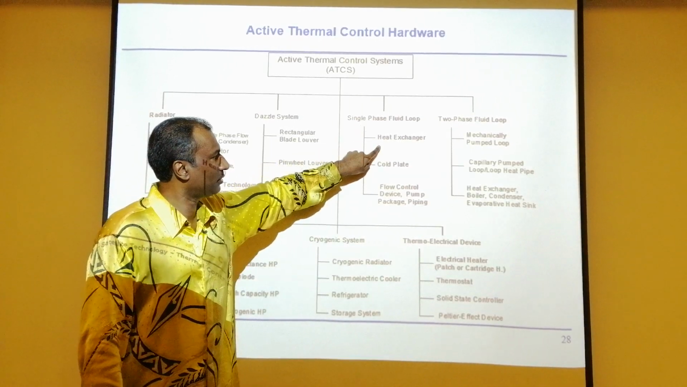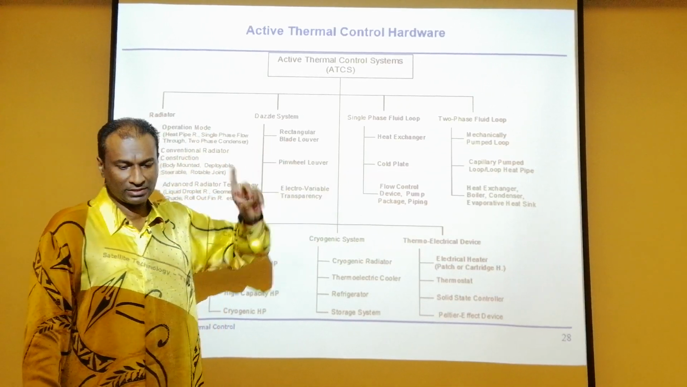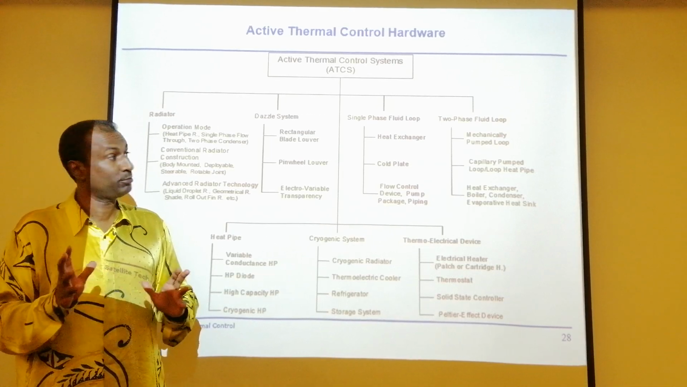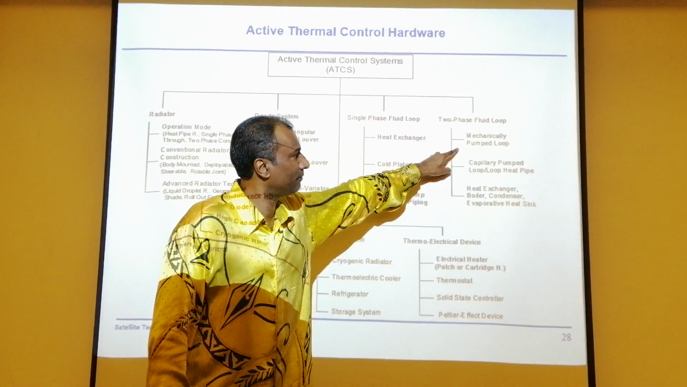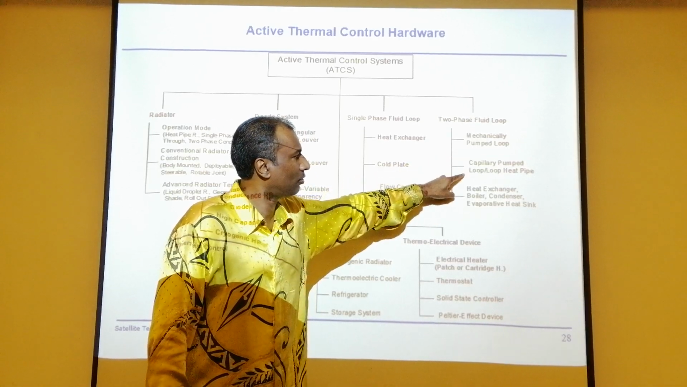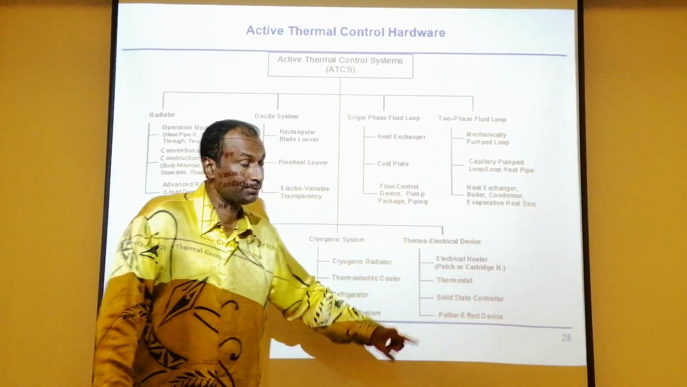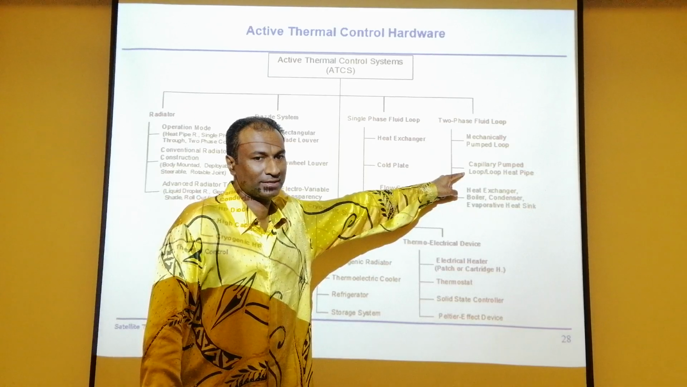Single loop fluid. You have heat exchanger, cold plate. Single plate. That means that the water does not change the phase. It does not evaporate. In fact, two phase. You will have mechanically pumped, or you have a capillary pump. Okay, that means what? Passive. It's almost like a passive.